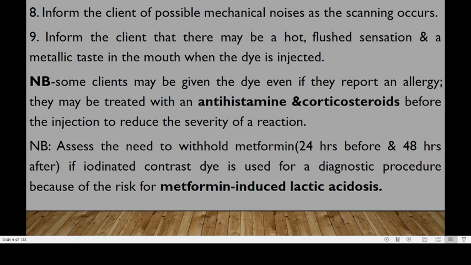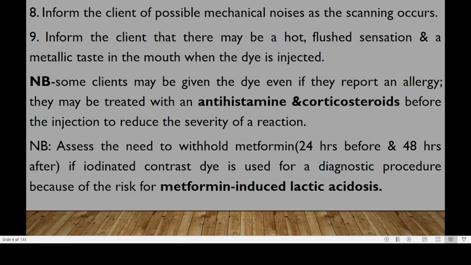You inform the client that they may have hot or flash sensations and a metallic taste in the mouth when the dye is injected, right? So they have to be aware of this. Some clients may be given the dye even if they report an allergy, right? So in such a category of patients, they may be treated with antihistamines or corticosteroids before the injection just to reduce the severity of the reactions.